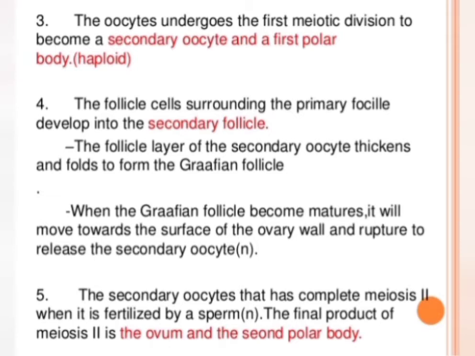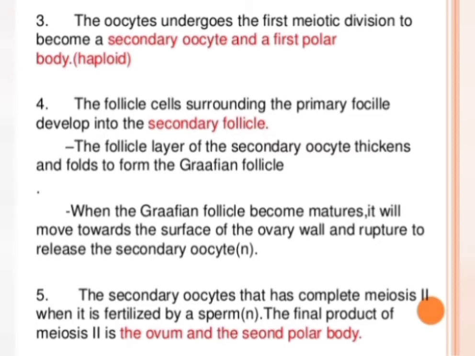Now the fourth step: the follicle cells surrounding the primary follicles develop into the secondary follicle. That means the follicle layer which surrounds the secondary oocytes now gets thickened and folds to form the Graafian follicle. Now the ovarian follicle gets converted into the Graafian follicle. When the Graafian follicle becomes mature, it moves towards the surface of the ovary wall and gets ruptured to release the secondary oocyte. Through this explanation, we can say that the Graafian follicles are formed after the formation of the secondary follicle.